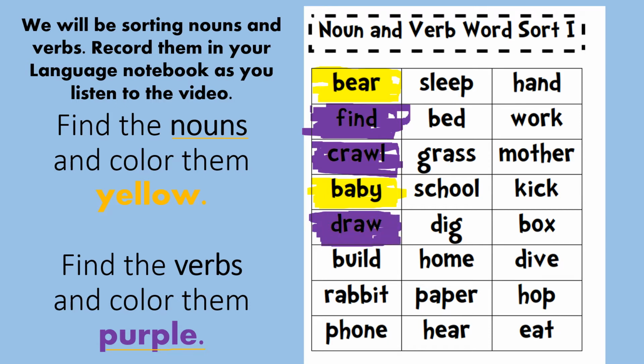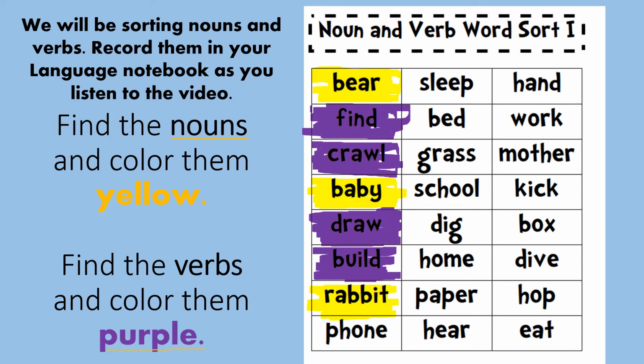Build. Can I build something? Is that something I can do? And is it an action word? Yes. So that makes it a verb. Something you can do. Rabbit. Can I rabbit something? Is that something I can do? No. So that means it's a noun. It's a thing, a person, place, or thing are our nouns. So we want to shade that yellow for noun.